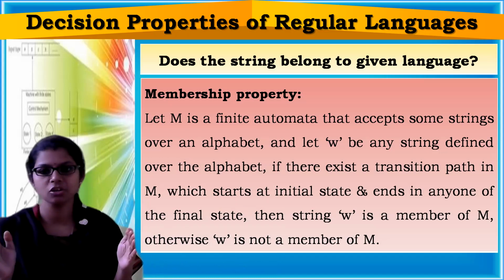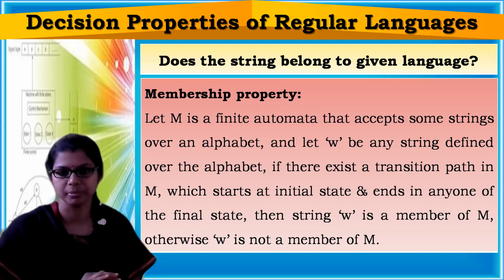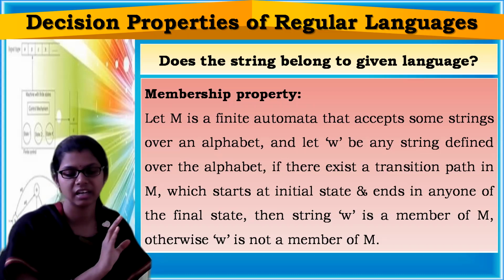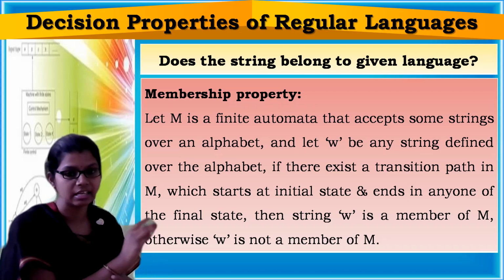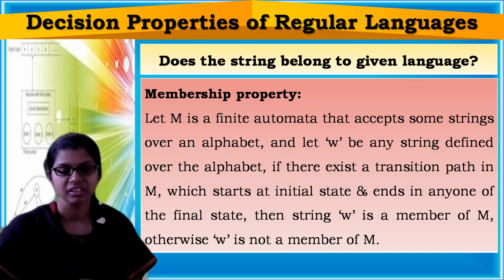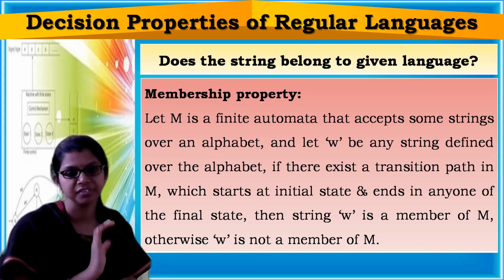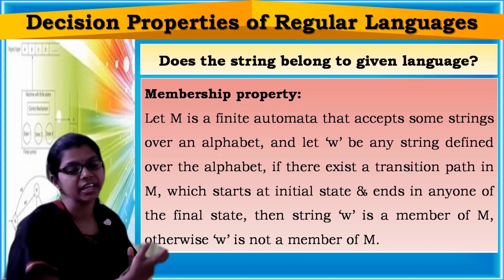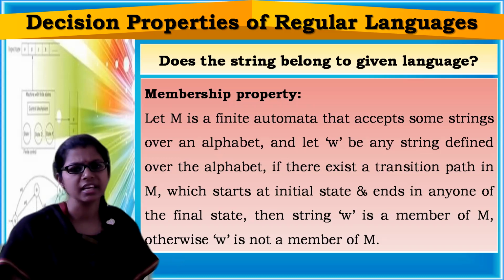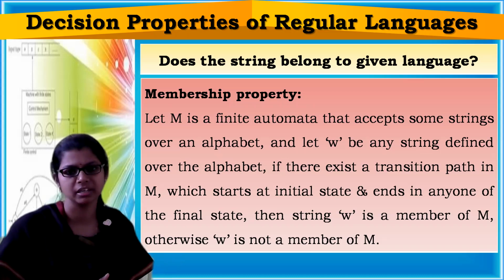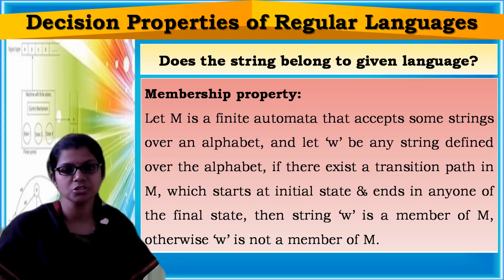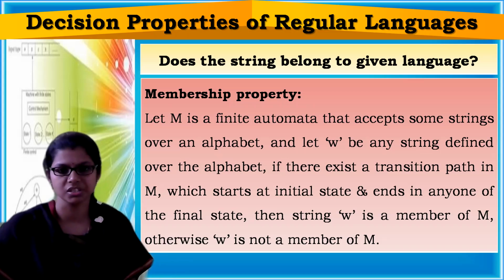There is a finite automata that accepts some strings over an alphabet. Now W is our string. We have to check whether this W belongs to our language or not, meaning whether it is accepted by the finite automata or not. If there is a transition path in finite automata M, starting from the initial state and ending at any of the final states, then you can say that the string W belongs to our language. Otherwise, it does not belong to our language. In this way, you can answer this question.